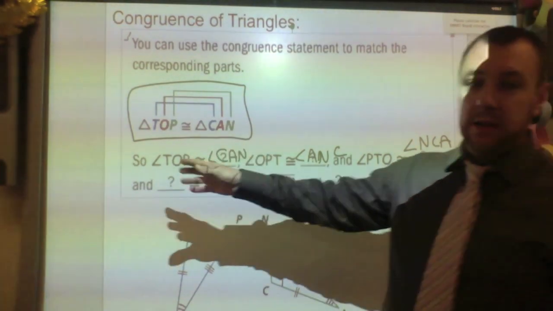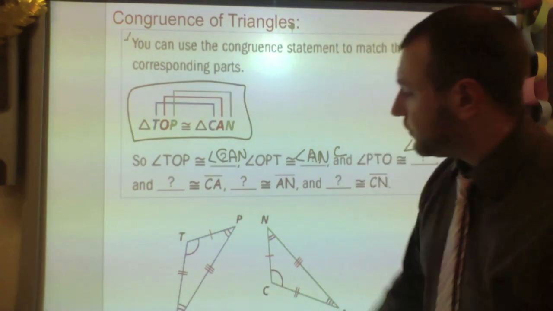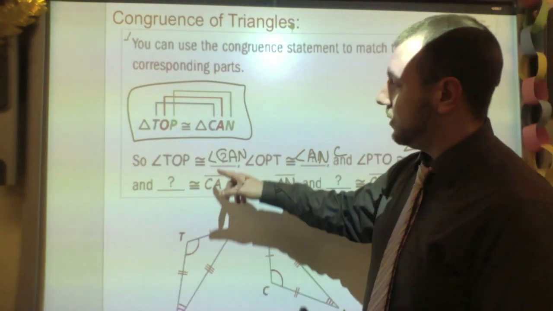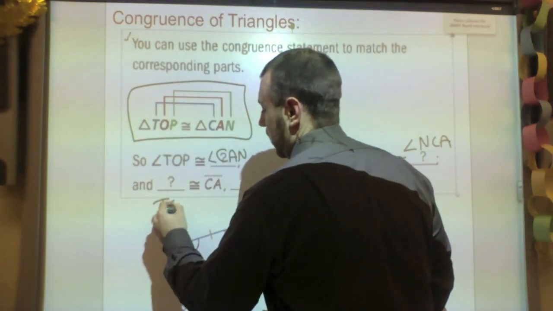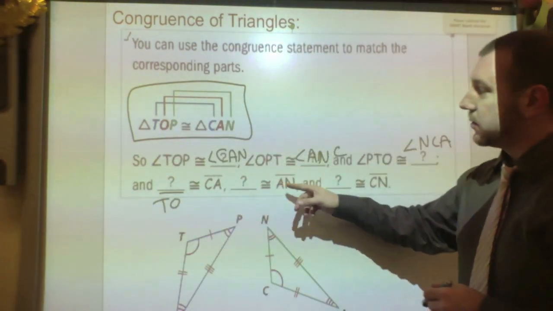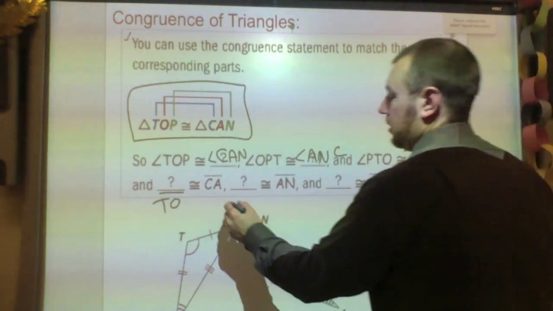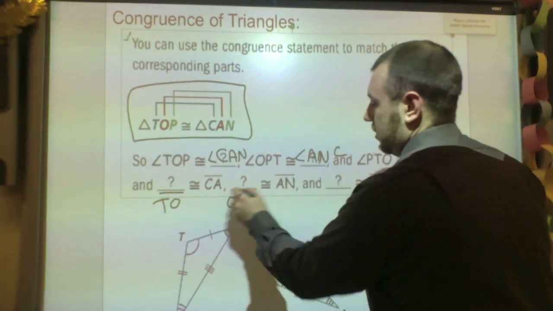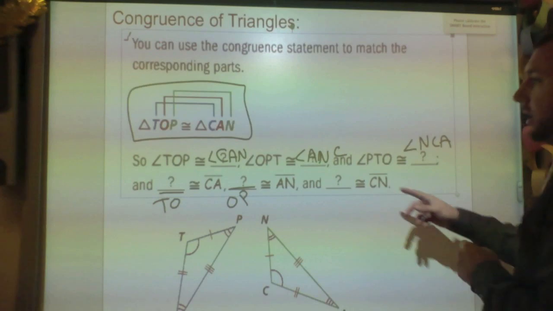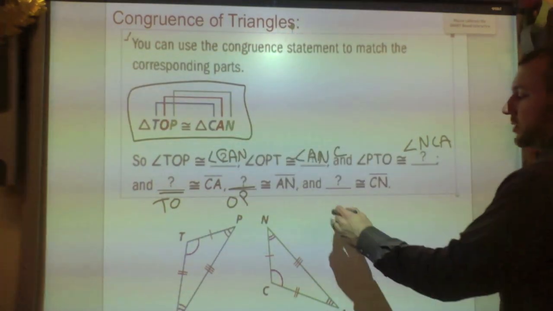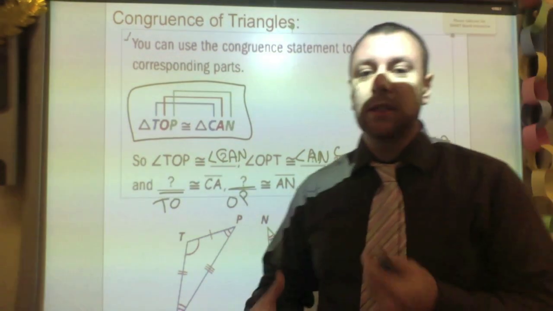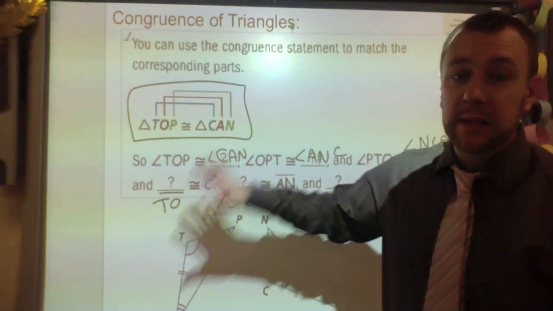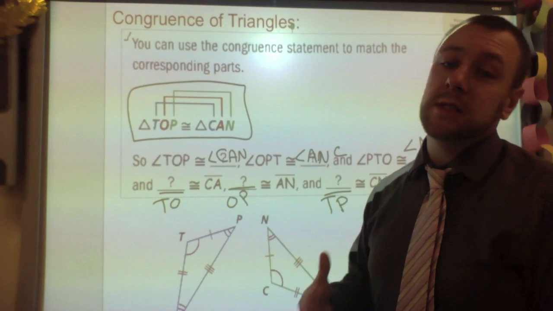So again, you're just matching up the letters. What's congruent to CA? Well, TO. What's congruent to AN? OP. And CN would match up with TP. So that's the best thing about congruency statements: it matches up what angles and what sides are congruent.